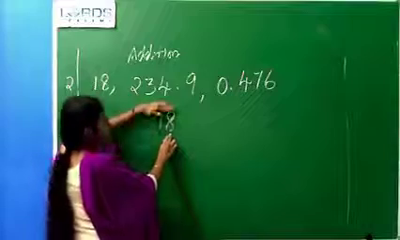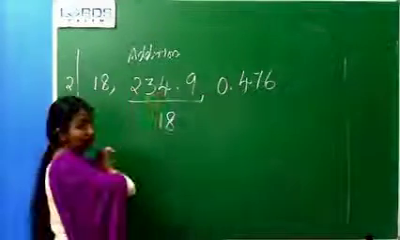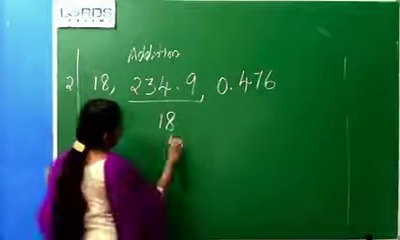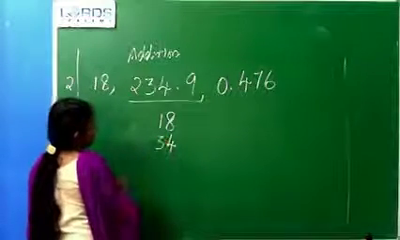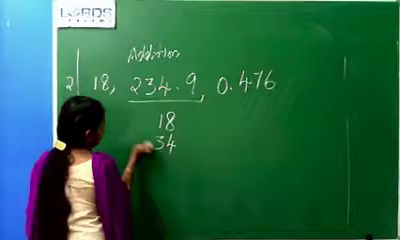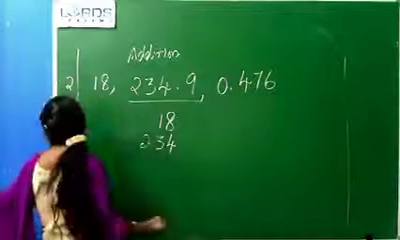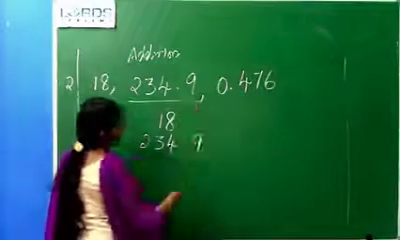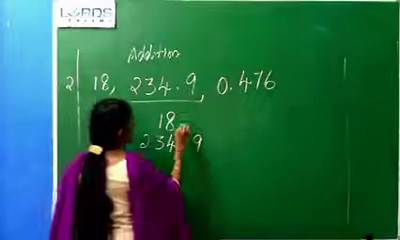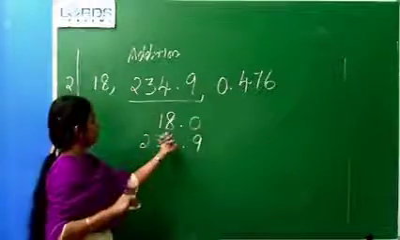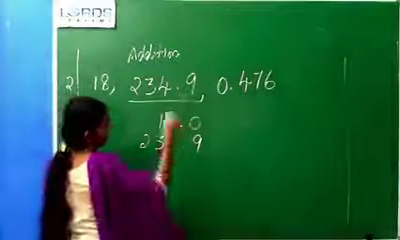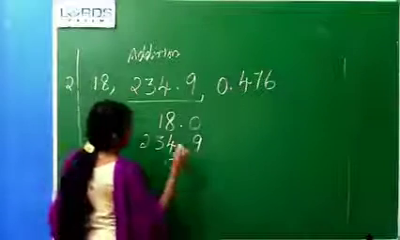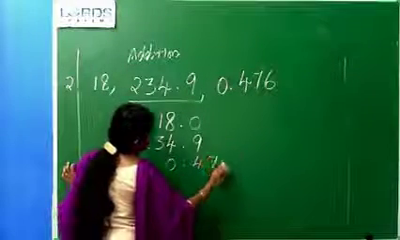234 is the integral. 1 from this. In that, which is the ones place number 4. So 4, 3, 2. .9. So 18 we can write it as 18.0. So to avoid the confusion, we wrote it like that. Now the next one's integral part is 0. So 0.476.